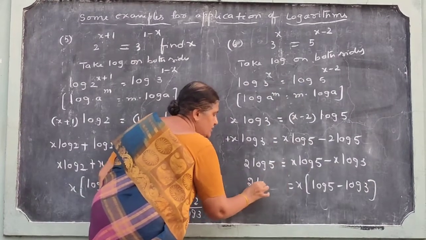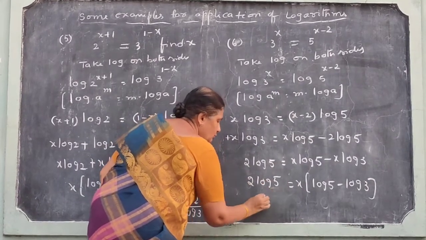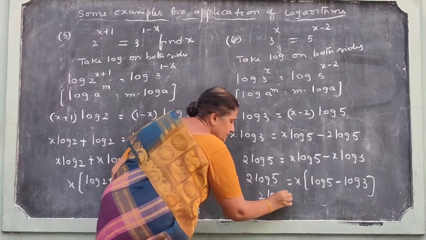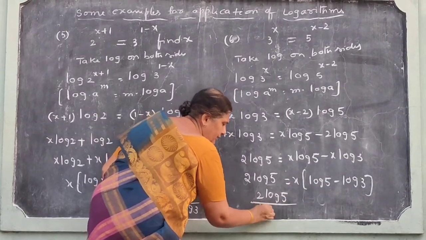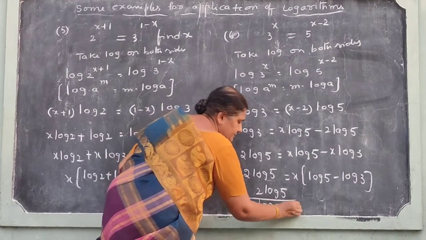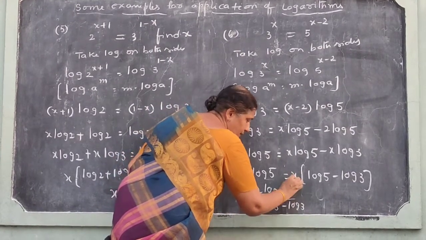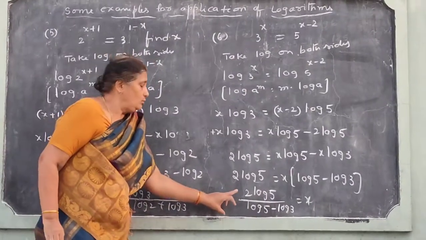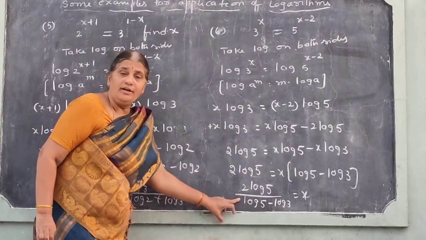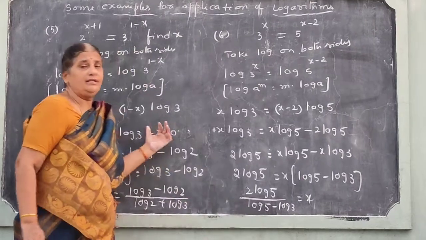Is equal to, what is there? 2 log 5. Into, comes to this side, what? Division by log 5 minus log 3. What variable should be left here? x. x is equal to, what is the answer? 2 log 5 by log 5 minus log 3. Now rewrite the two sums.